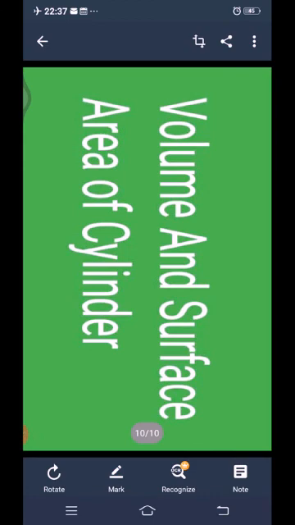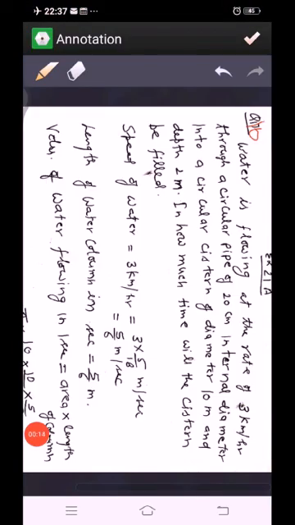With the remaining part of volume and surface area of cylinder, let us see some more questions based on cylinder. Let us take exercise 21A, question number 10. Water is flowing at the rate of 3 km per hour through a circular pipe of 20 cm internal diameter into a circular cistern of diameter 10 meter and depth 2 meter. In how much time will the cistern be filled?